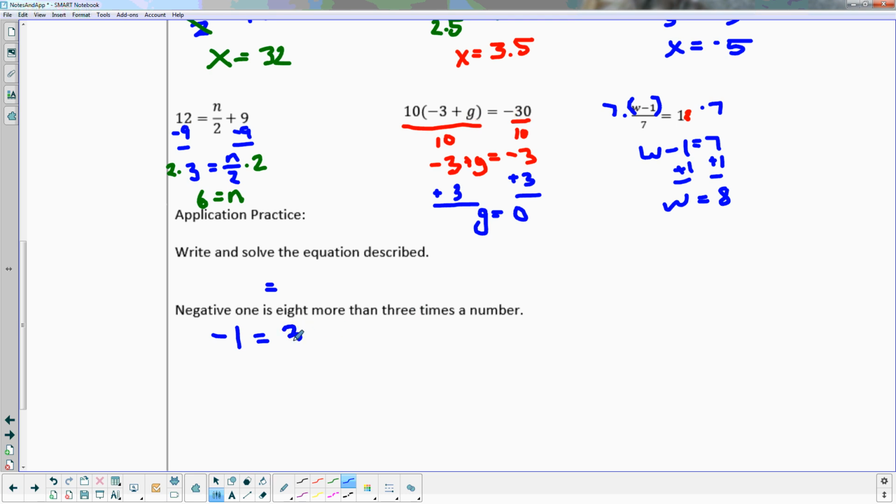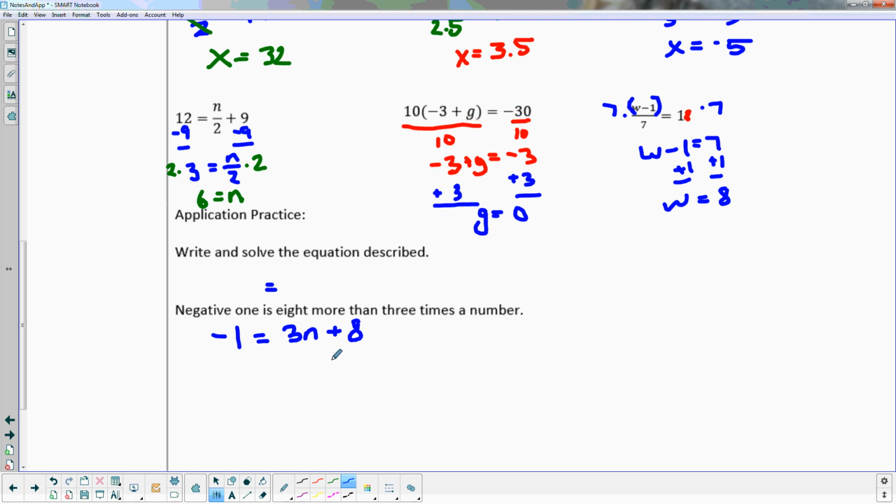Technically, that's going to be 3 times some number plus 8. If you write it as 8 plus 3n, that's okay. Just be wary. Addition isn't as big of a deal, but subtraction could trick you on writing things out in words that way. You got to make sure your order is correct.